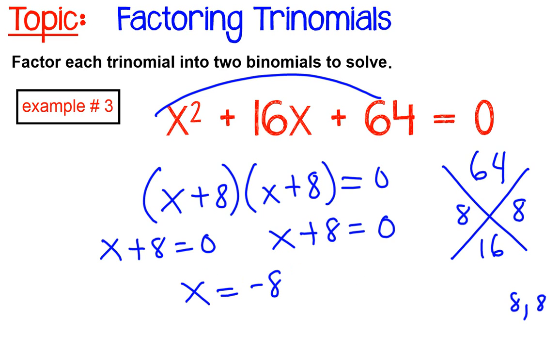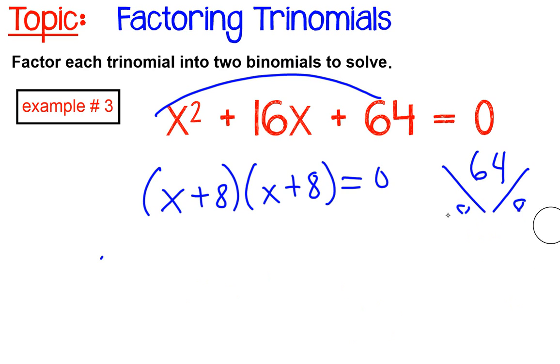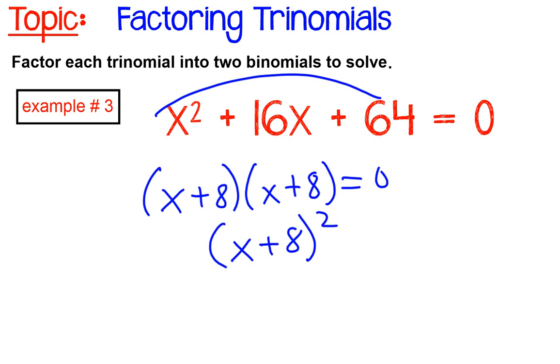And when you have the same answer, you don't repeat it. You just write it once. Did you know that you could also write your answer this way? x plus 8 squared is equal to 0. And did you know that you could take the square root of this whole side because this whole thing is being squared? Right? But if you do that to the left, you got to do that to the right.